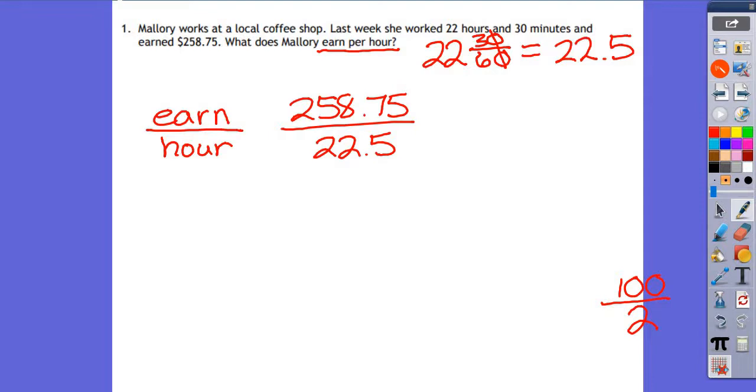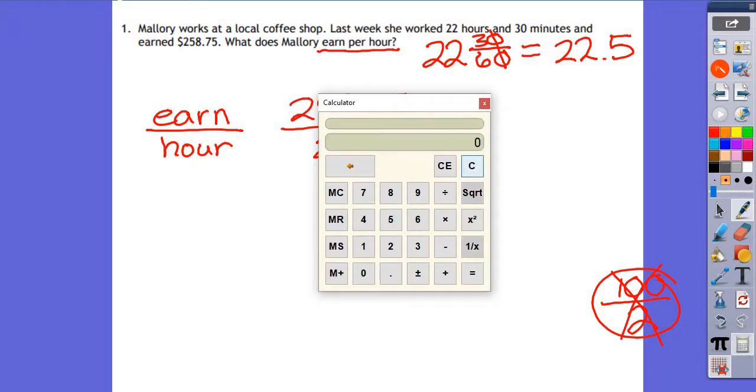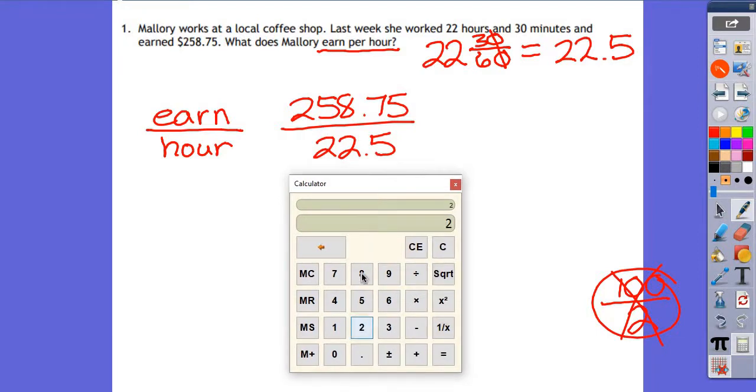How did you get the 50? What did you do? Divided 100 by 2. Okay? So, you divided here. Same thing's gonna happen here. I need to divide. So I'm gonna get a handy calculator and do 258.75 divided by 22.5.